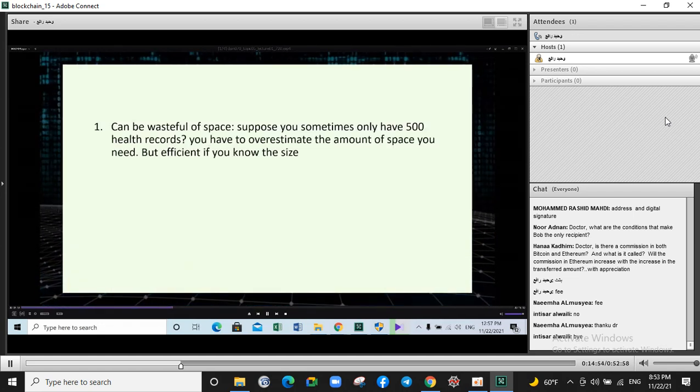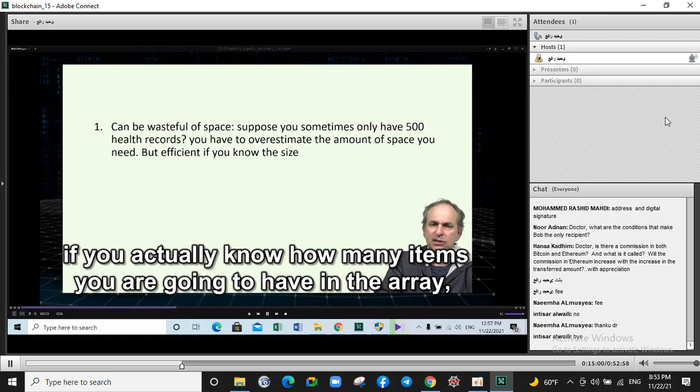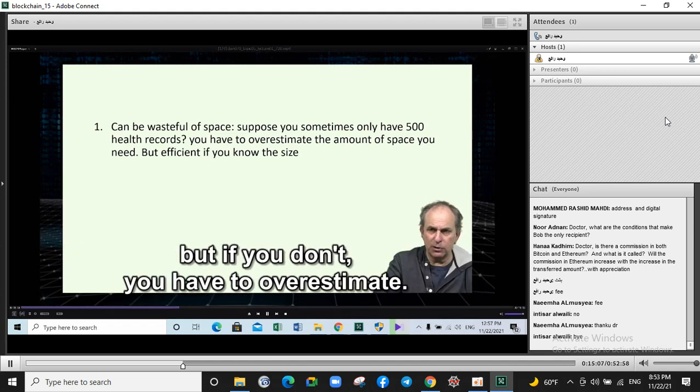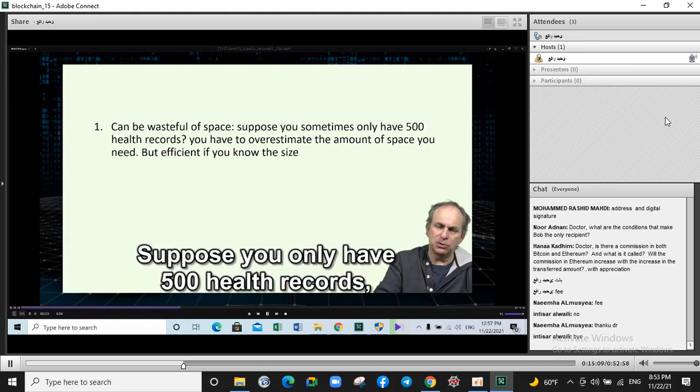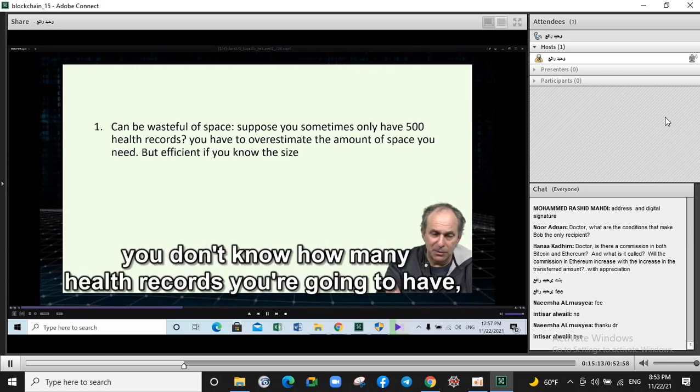And you then define what goes into each slot. So one problem with arrays is they can be very efficient in terms of space if you actually know how many items they're going to have in the array. But if you don't, you have to overestimate. So suppose you only have 500 health records, you don't know how many health records you're going to have.